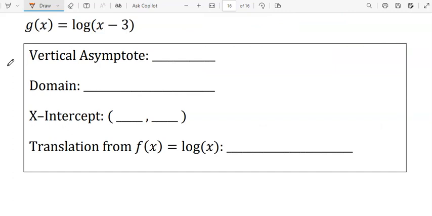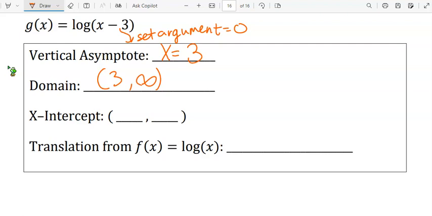Let's analyze characteristics of these equations now. g of x equals log of (x minus 3). The vertical asymptote would be at x equals 3. We set this part equal to 0, so set the argument equal to 0 to find this. The domain is going to be from 3 to infinity. There were no reflections here. Now, if it was log of (negative x minus 3), it would be from negative infinity to 3 instead.